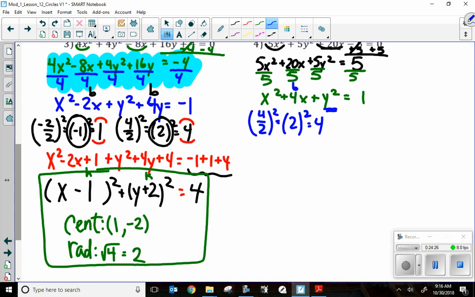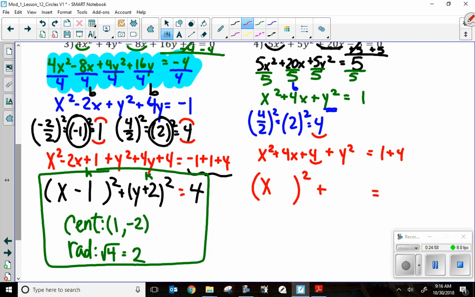Okay? Let's add 4 to both sides. X squared plus 4x plus 4. Okay? Plus y squared, because I have nothing to add to that, equals 1. If I added 4 here, I must add 4 here. Okay, I've completed the square now. X something something squared plus, I'm going to leave this alone for a second, equals 5. What was in parentheses here goes in parentheses here, plus 2.